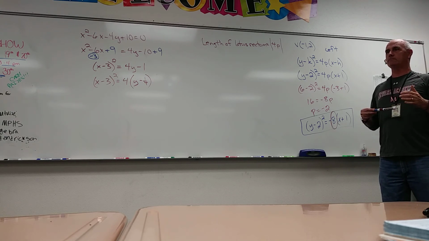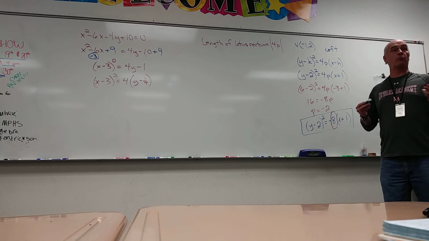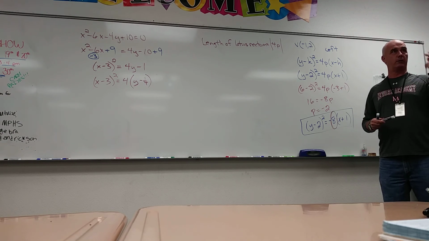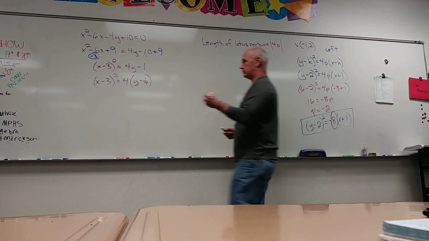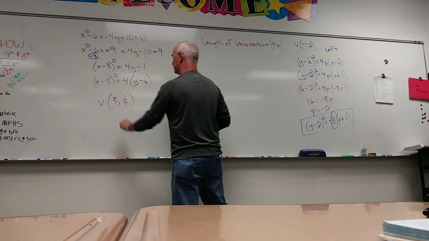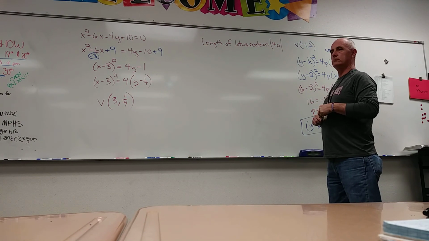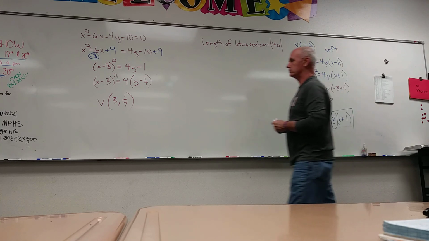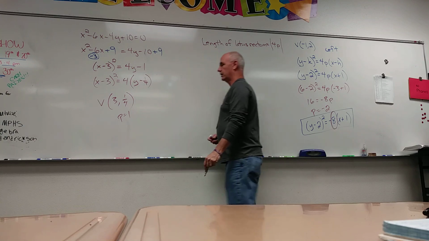Yeah, we done goodly. But we're not finished. Remember what we want to know. We want to know the vertex, and we want to graph it. So what's the vertex? 3, 1/4. What do you know about this thing? P is 1. The latus rectum is 4.